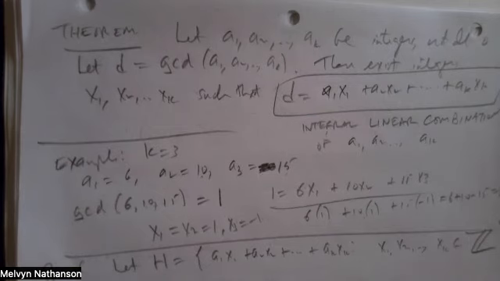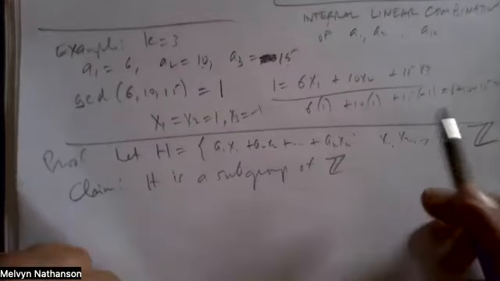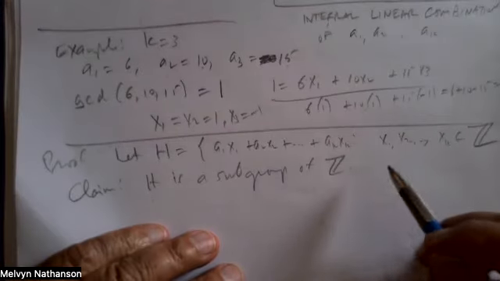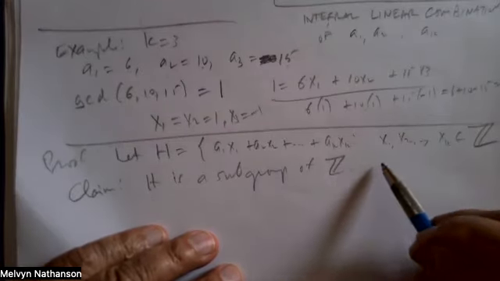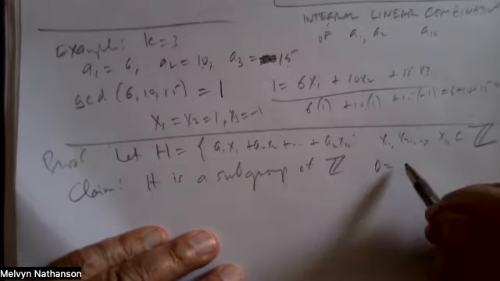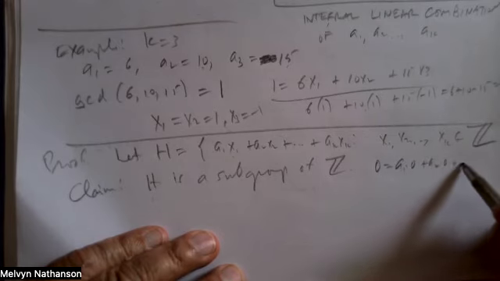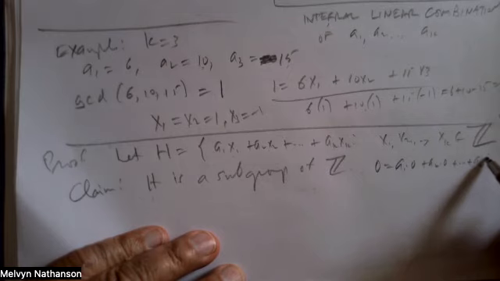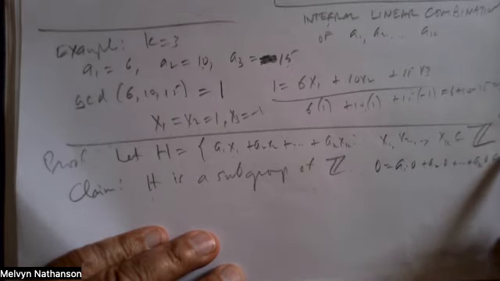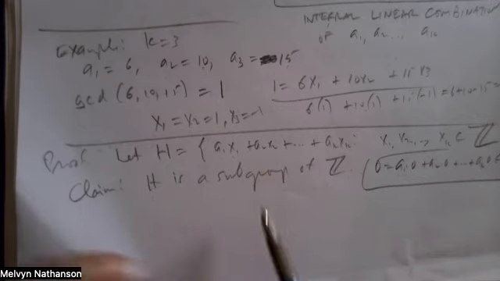So I claim that H is a subgroup of Z. Well, why is it a subgroup? First of all, if I take the number 0, if I choose all the x's to be 0, I get A1 times 0 plus A2 times 0 up to A sub k times 0. That's 0. So 0 is in this set H. So this set contains 0.